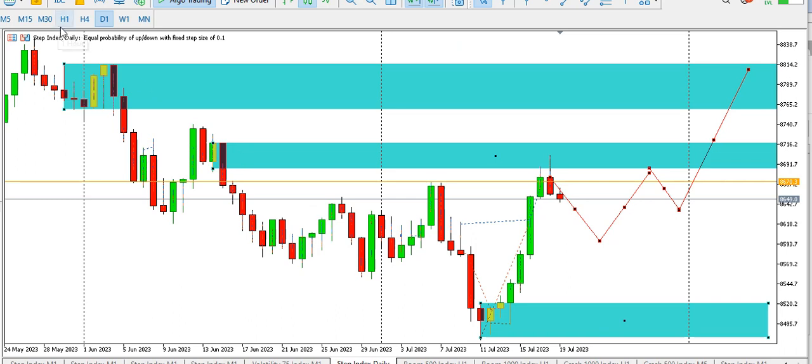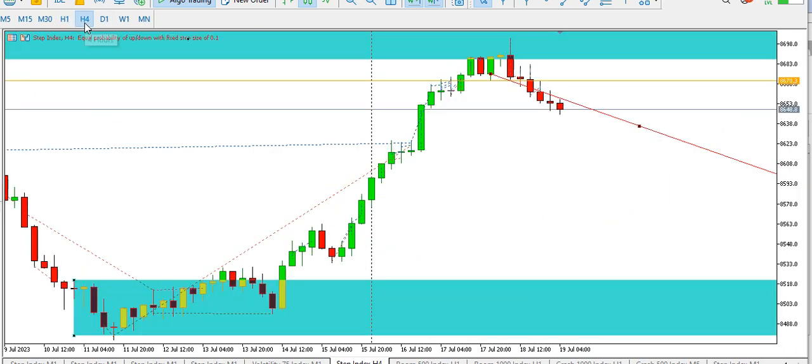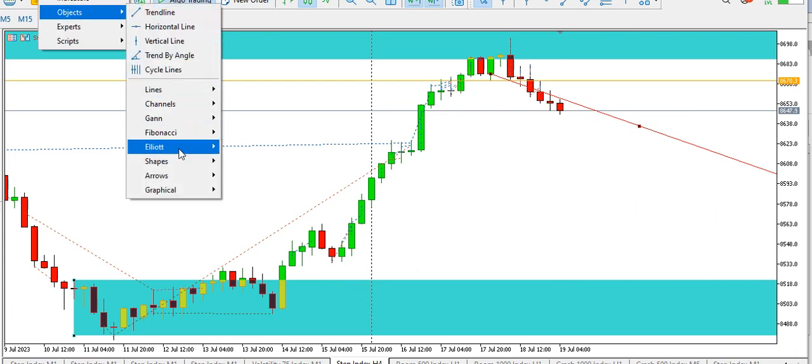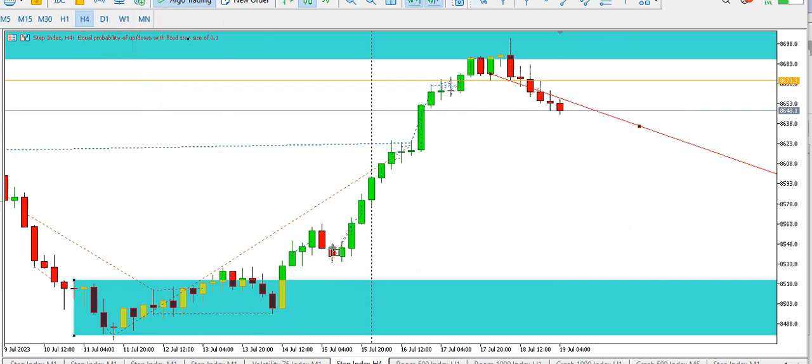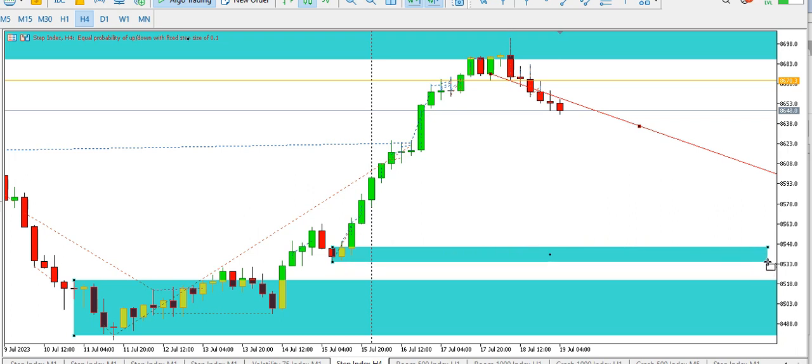So that's that for the daily time frame for step index. For the 4-hour time frame, you can see that the bears have stepped in as the bears start to push price downward. Okay, but this only demand area that we have, this other block on the 4-hour time frame, might likely serve as support to price before price gets to the other block on the daily time frame.